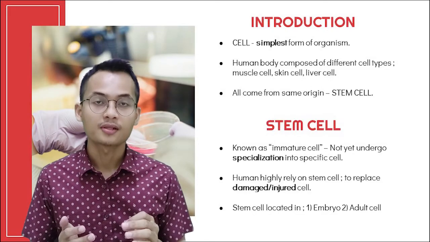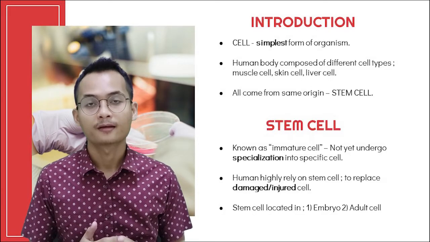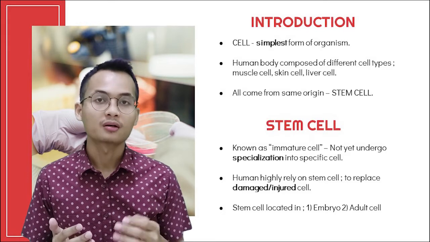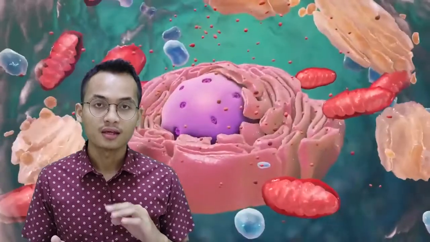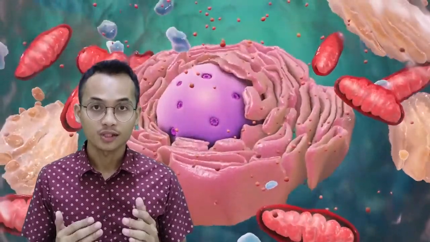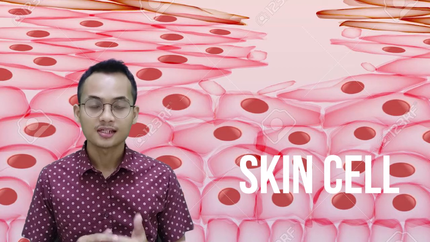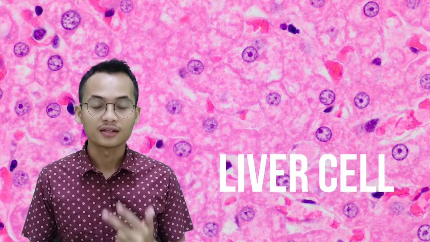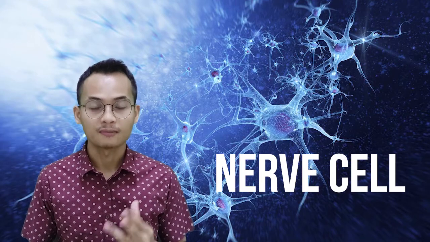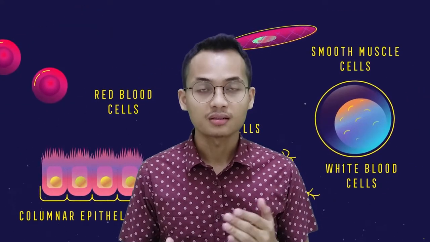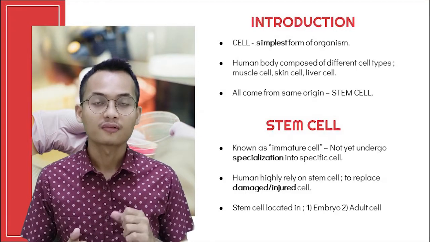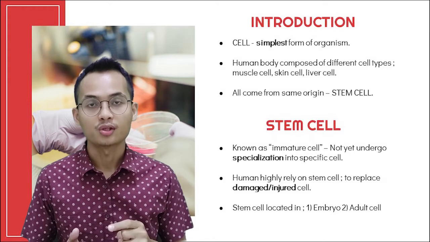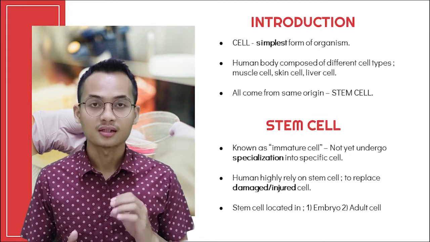Cell is the simplest form of an organism. The human body comprises of billions over billions of cells in which they function in different ways. For example, the skin cell, the blood cell, the liver cell, and the nervous cell. Each and every cell will function differently according to their specialization. These cells came from the same origin, which is the stem cell itself.